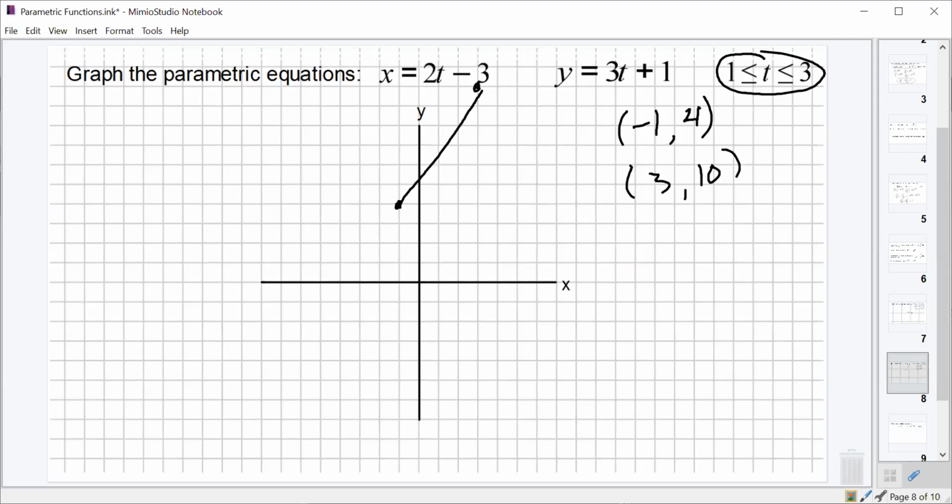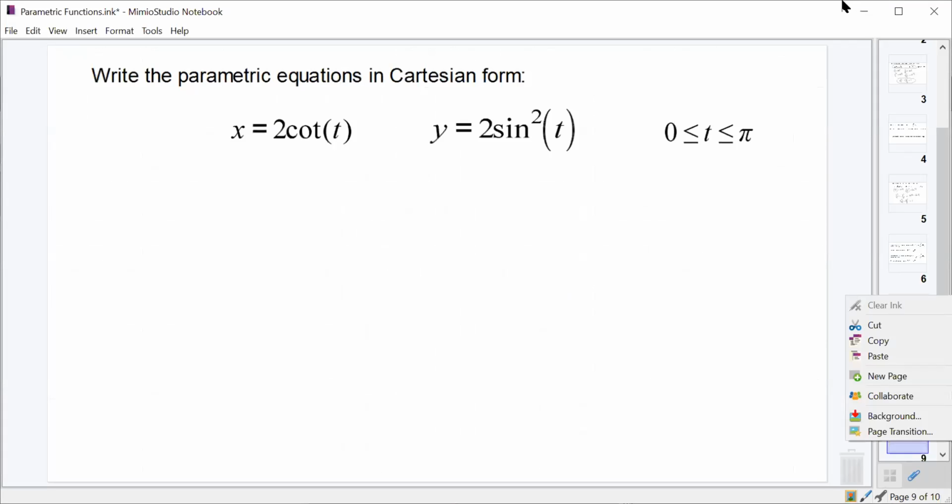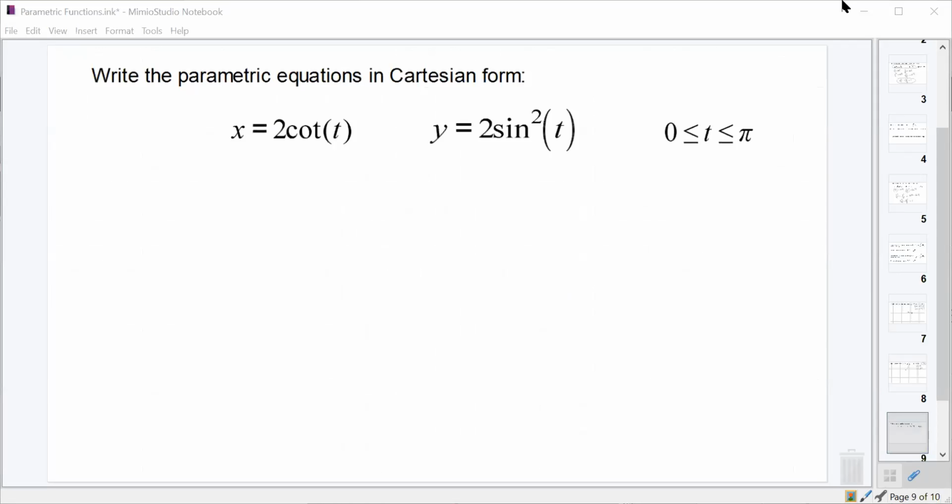All right, let's take a look at, we got just a little bit more. We got like 2 more things to do here. I want to see if you guys can figure out a way to write this one, take a minute on your own to do this, try and put this into Cartesian form.